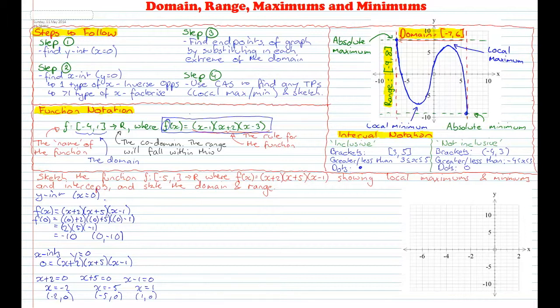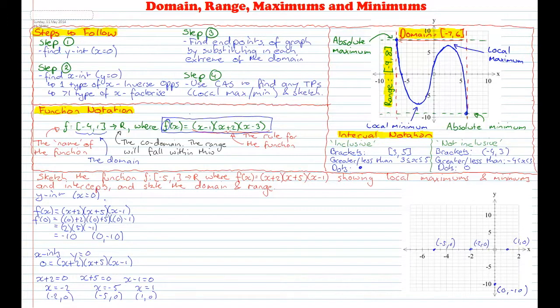So let's go through now and plot all those points. So we've got our coordinate at (1, 0), (-5, 0), and (-2, 0). And we'll go through and write out the coordinates just above them. So we've got (1, 0), (-2, 0), and (-5, 0). And of course at the coordinate (0, -10), so we'll go down here and put in the point (0, -10). Alright, so that's all well and good.